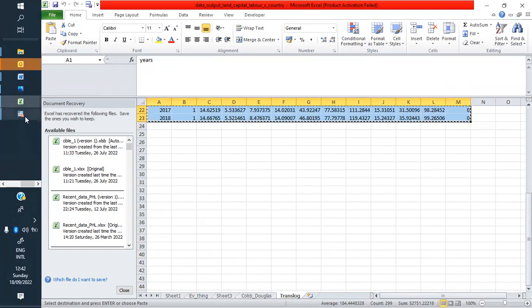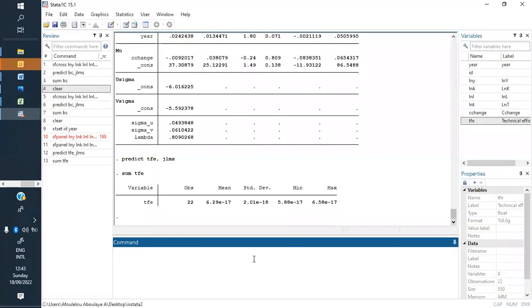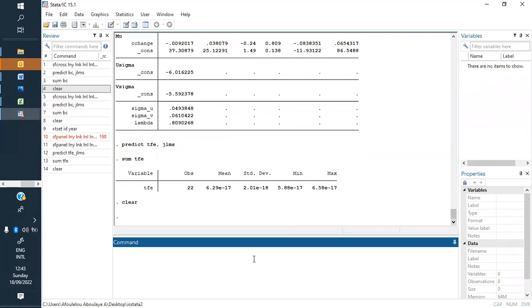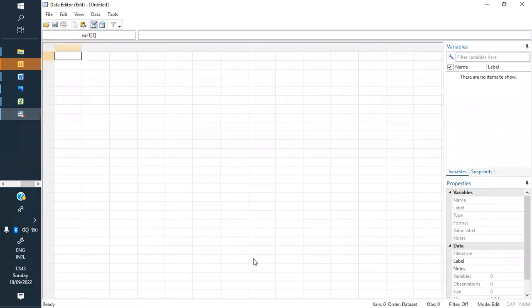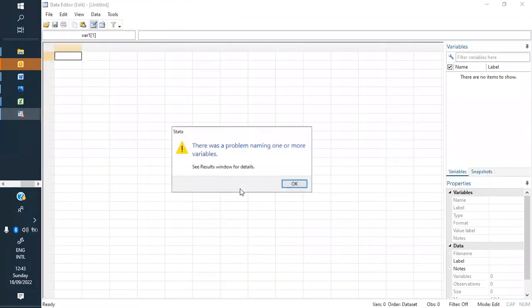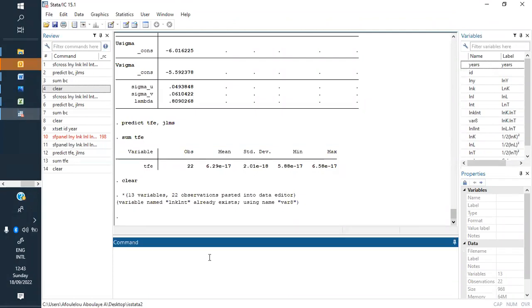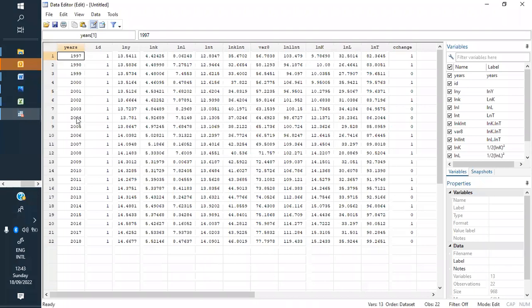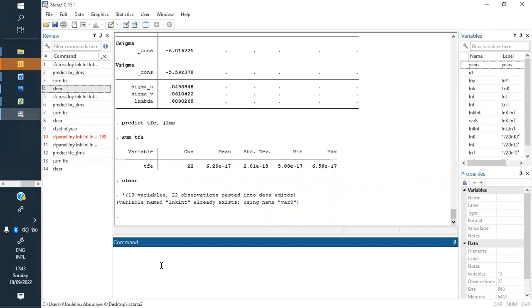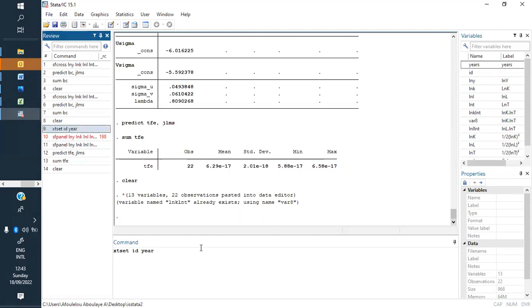Just copy it and go in my data. When I reach there, I need to clear what was there before and put what we paste. Okay, then let's go and do whatever needs to be done. I need to tell my data that I'm using panel data. This one.